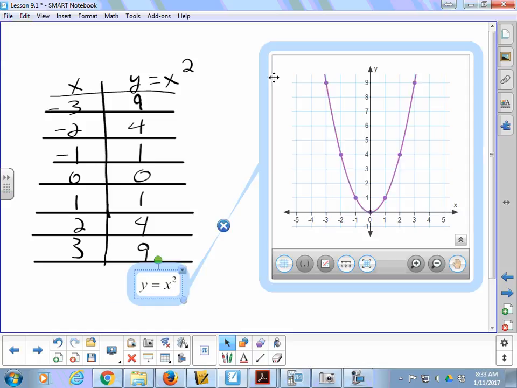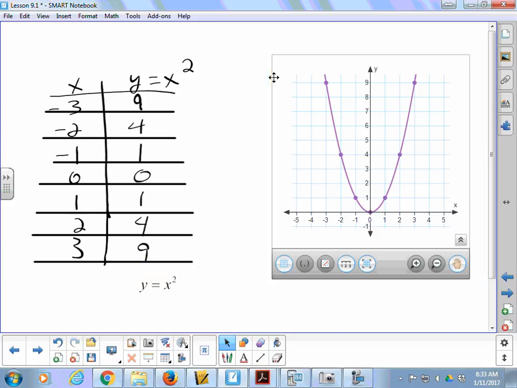But transformed. So it might be moved left or right, might move up or down, might go upside down, might be fatter or skinnier. But everything goes from there. So having a good idea of what they look like and why they do is important. The normal one is always at the origin, over 1 up 1, over 2 up 4, over 3 up 9. Now let's look at what happens when we do a little transformation of it.